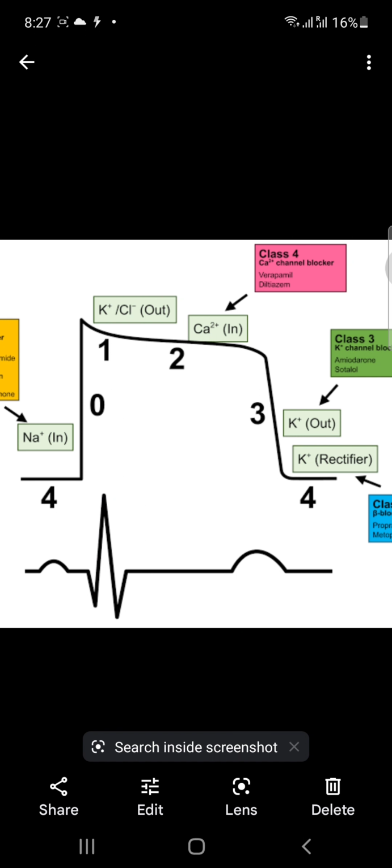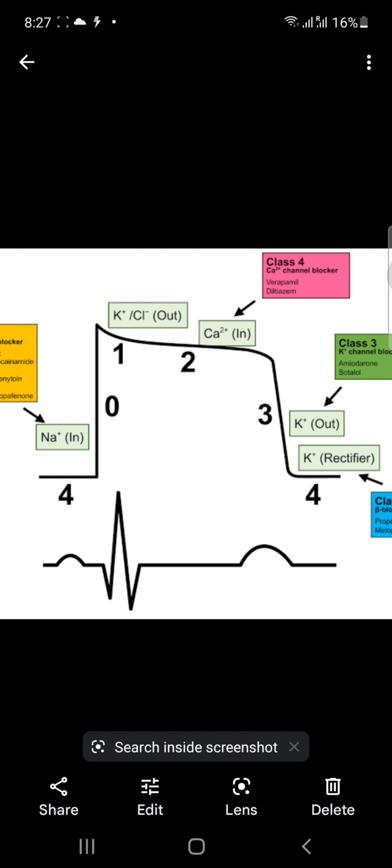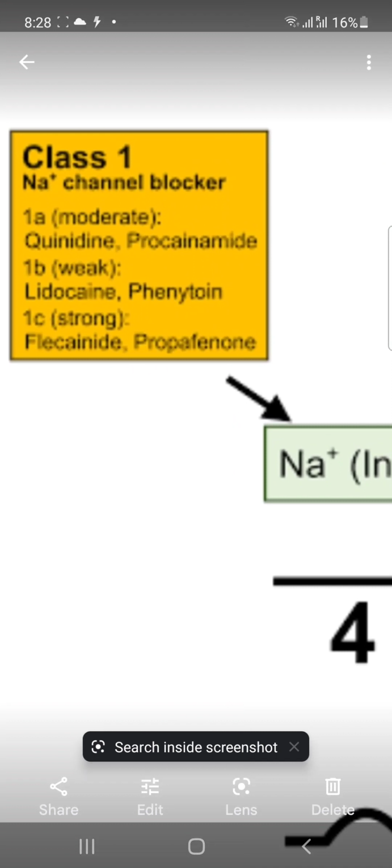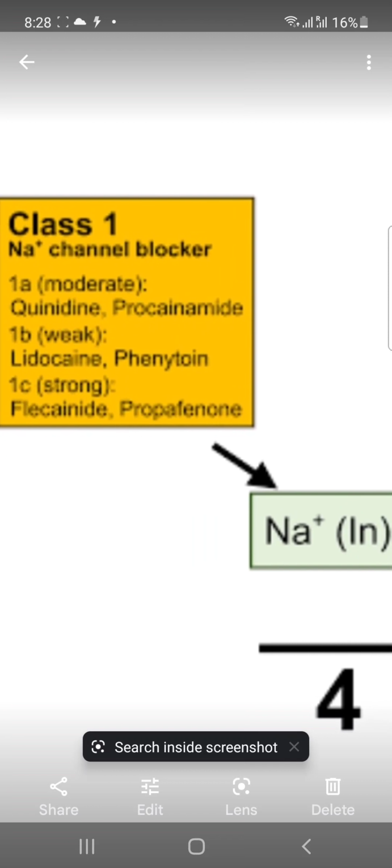The P wave in the ECG indicates atrial depolarization. The QRS is responsible for ventricular depolarization, and the T wave is the ventricular repolarization. We have phases 0, 1, 2, 3, 4. So let's see what will happen to the heart rate with the classes of antiarrhythmic drugs.